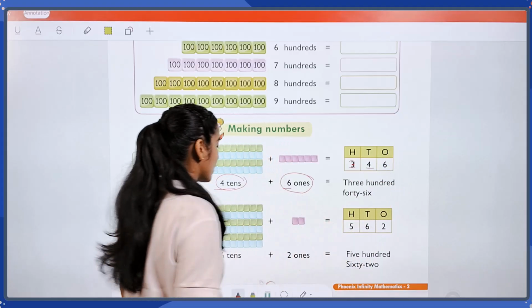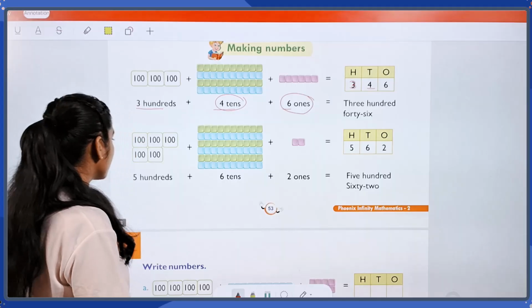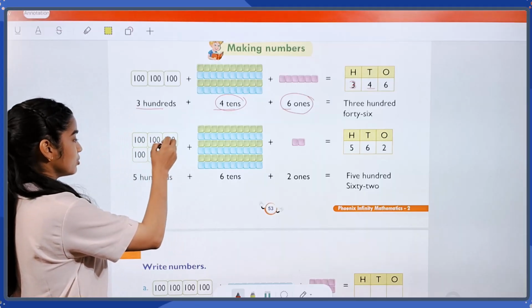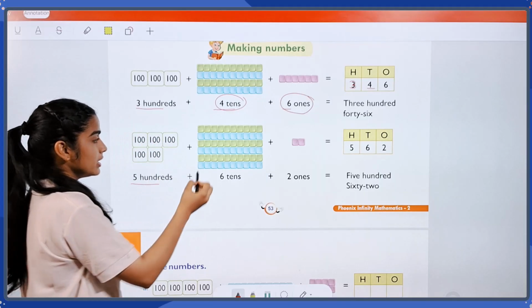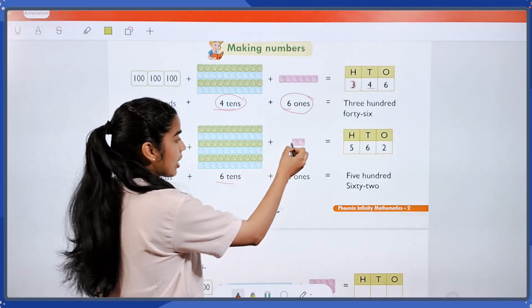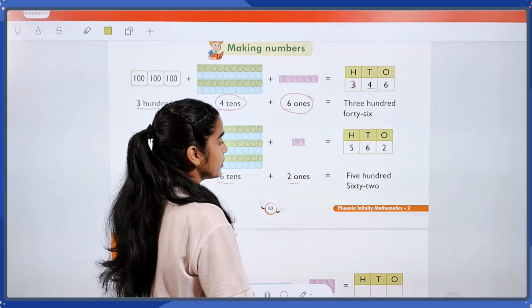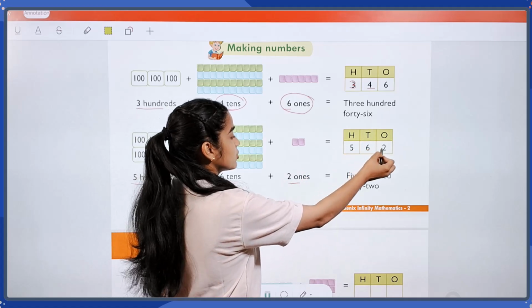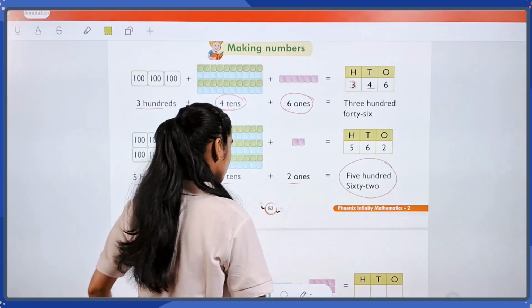346 is your final answer. In the same way, now read how many hundreds you have. 1, 2, 3, 4, 5. 500. Then how many tens? 1, 2, 3, 4, 5, 6. 6 tens. And how many ones? Only 2. It means 562. 562 is your answer.